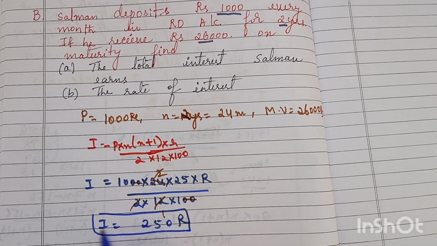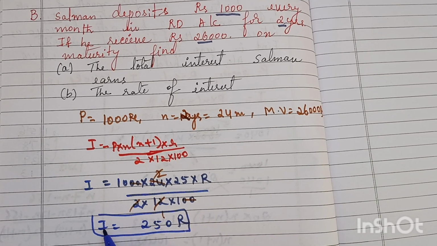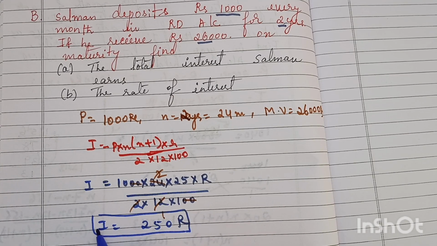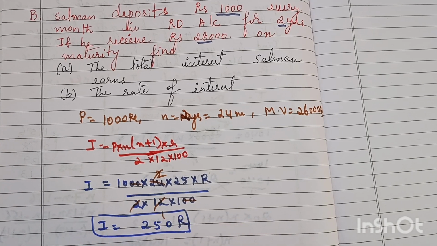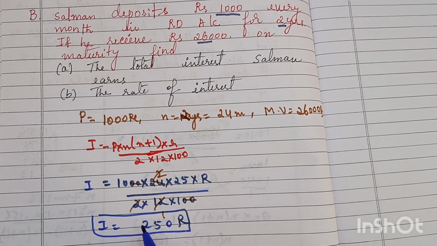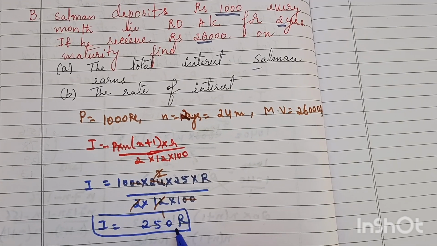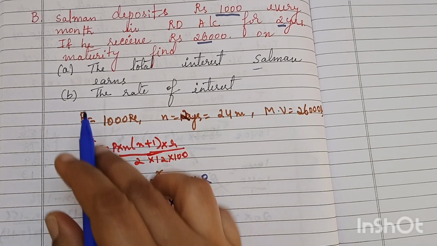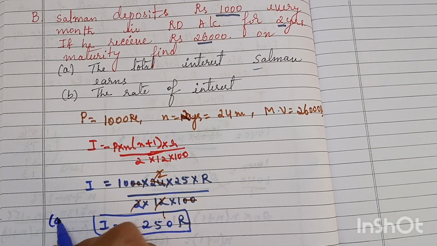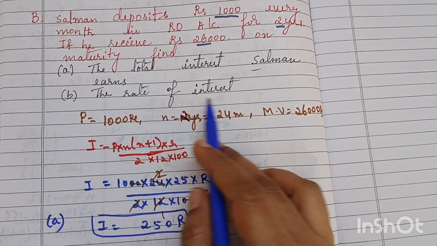Now we have to find the I value and R. We can find any one value. We can find one value, but we cannot find two values yet. So we write as it is: I equal to 250 R. The rate of interest of Salman is 250 R. We'll simplify it later. Then this is the answer for the first part.